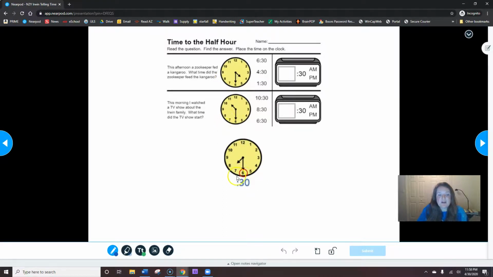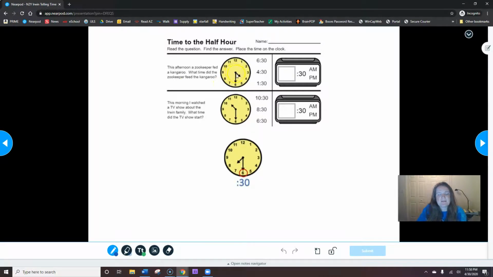So all of them have 30 as a choice for the minutes because all of them have the big hand pointed at the 6. This afternoon, a zookeeper fed a kangaroo. What time did the zookeeper feed the kangaroo?